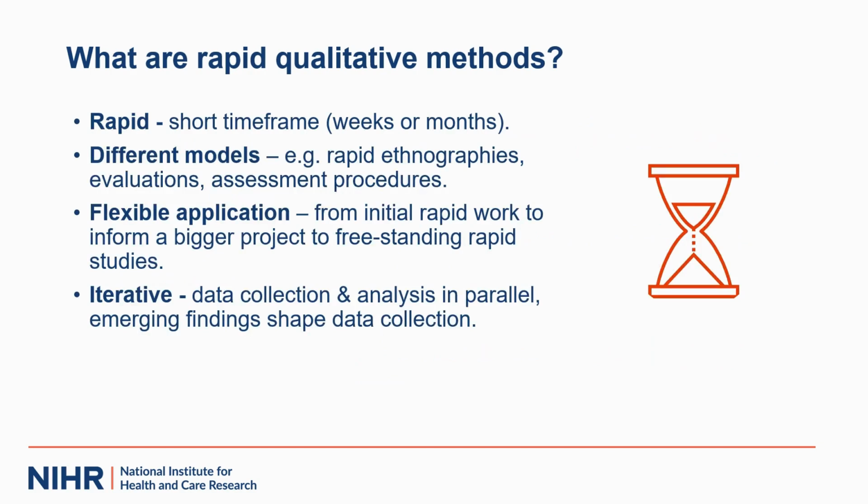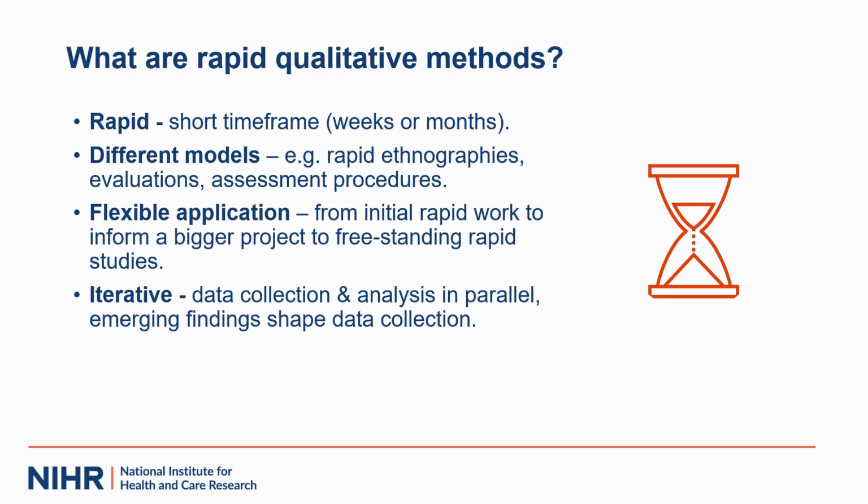If you'd like to use rapid qualitative methods, you'll need to know what they involve. Well, the first thing to say about them is that they're rapid, of course, and tend to take just weeks or months, depending on how big your project is. There are many different ways to use them. There are rapid approaches to research, such as rapid ethnography, and they can also be used for quick and robust evaluations and quality improvement projects, for example, when evaluating a new service. There are also rapid ways to analyse qualitative data, which I'll say more about in a moment.